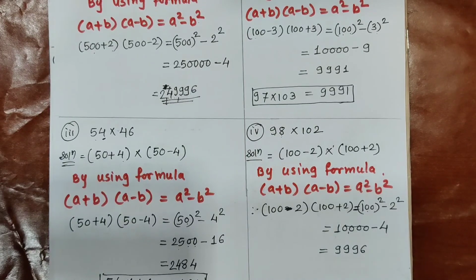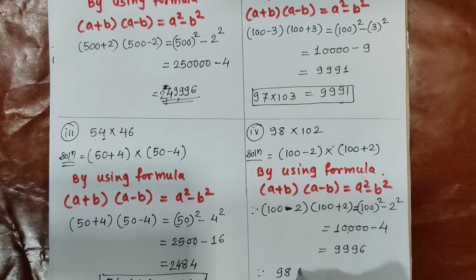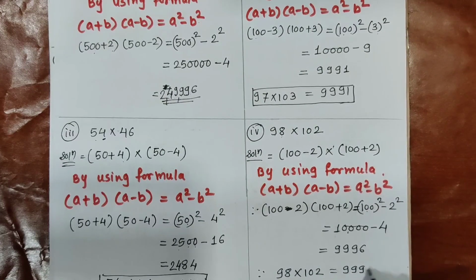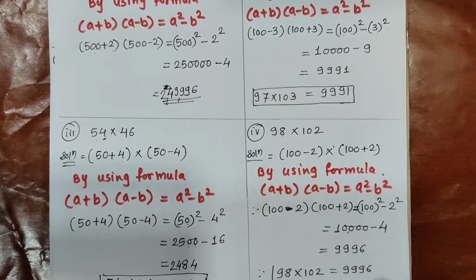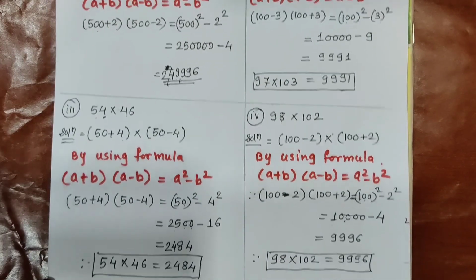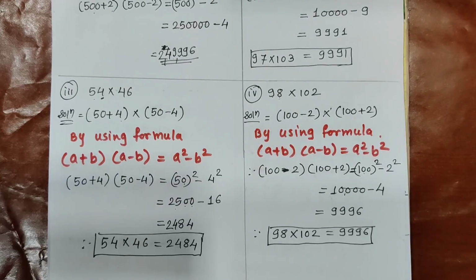If you do subtraction, you will get the answer carefully. Now see, we have to write the answer like this. 98 multiplied by 102 is equal to 9996. And put the box to the answer. In this way, we can get all these answers by using the expansion formula. So in this way, question number 2 also from practice set 51 is over here.